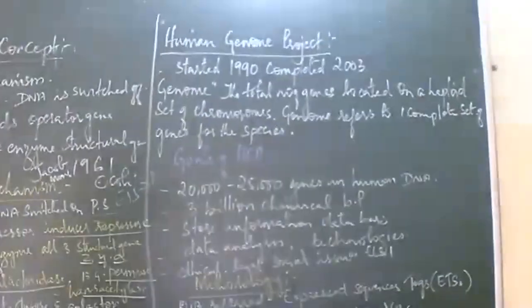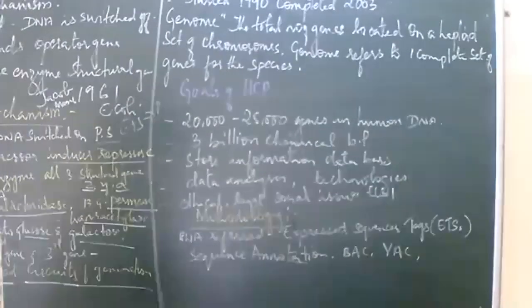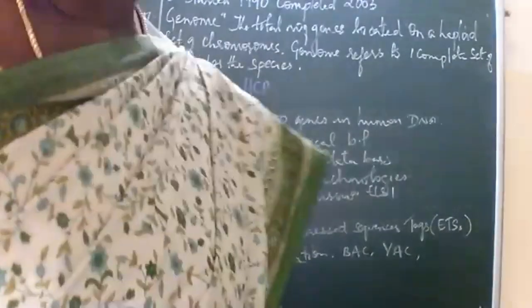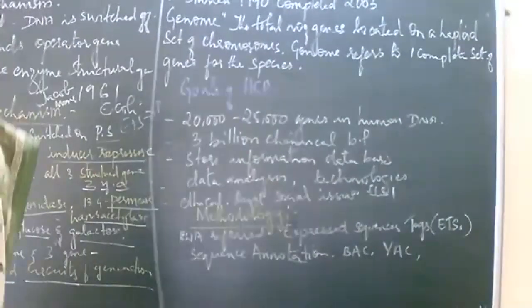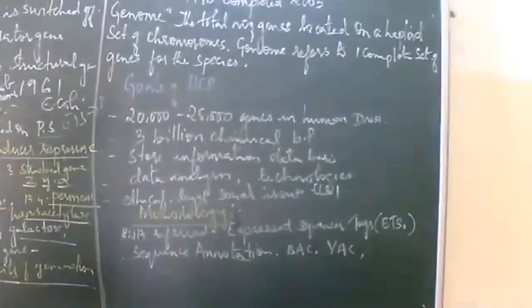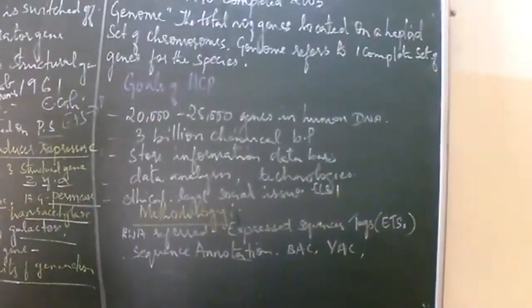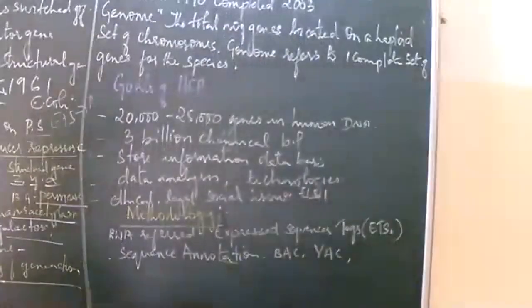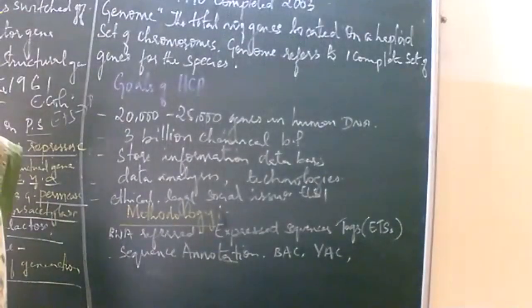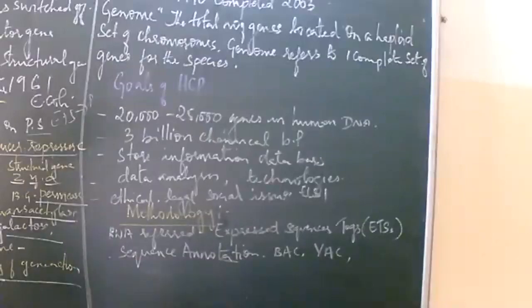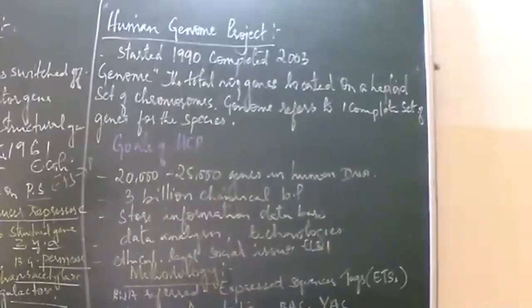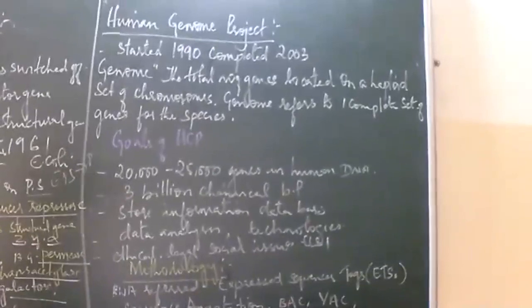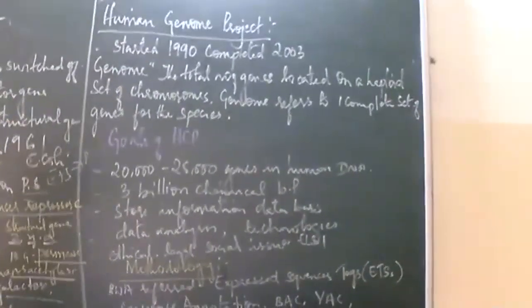Next, you have the human genome project. All are 5-mark questions only: the human genome project, the lac operon concept, all those things. Take the question paper and see, these questions will be repeated. Have you seen the previous question papers, girls? No, ma'am.